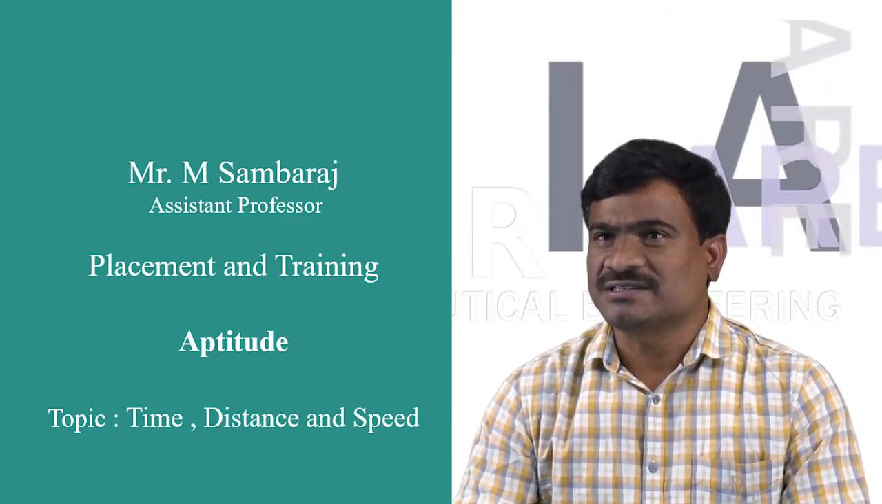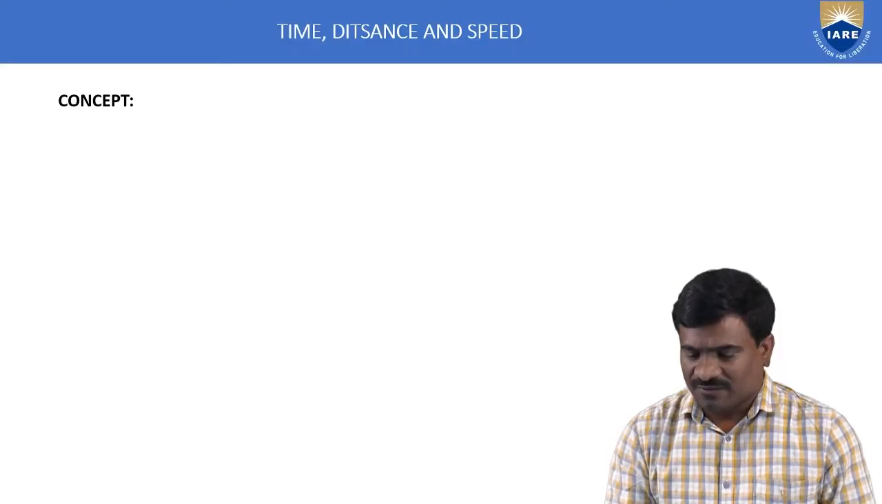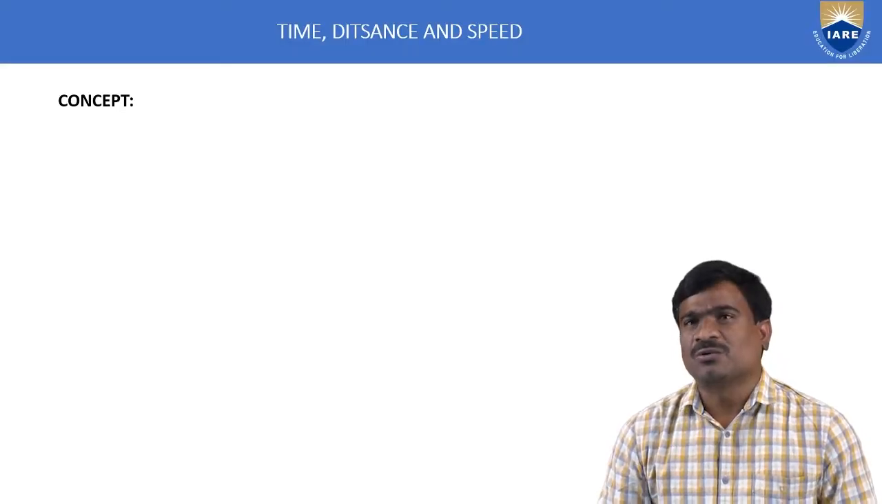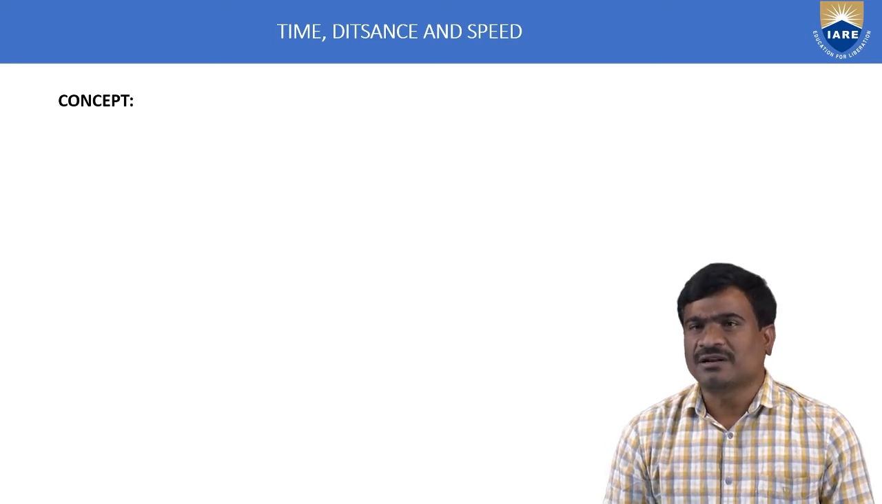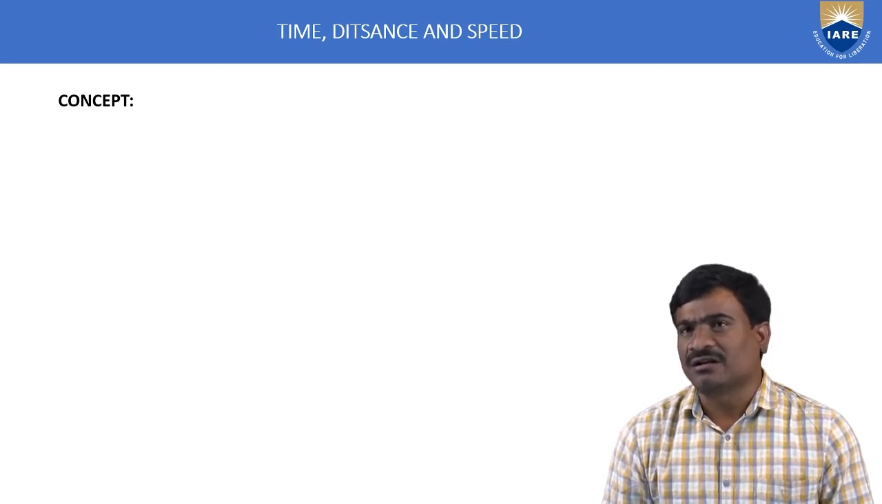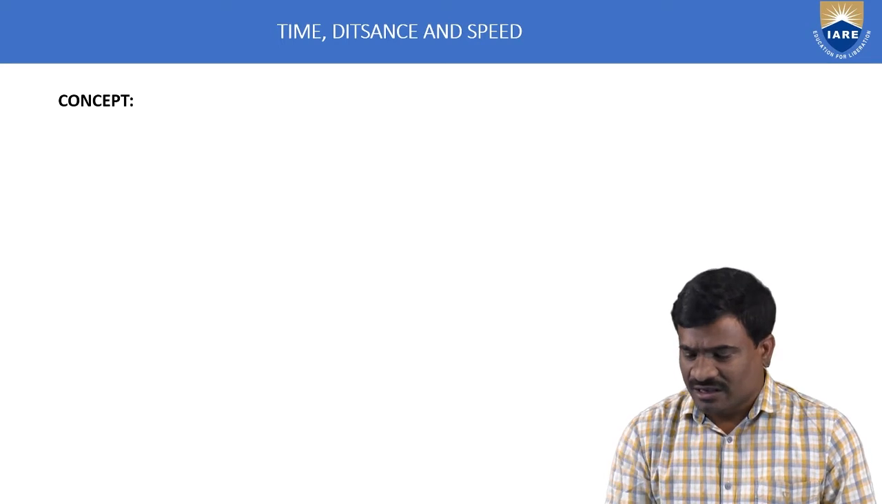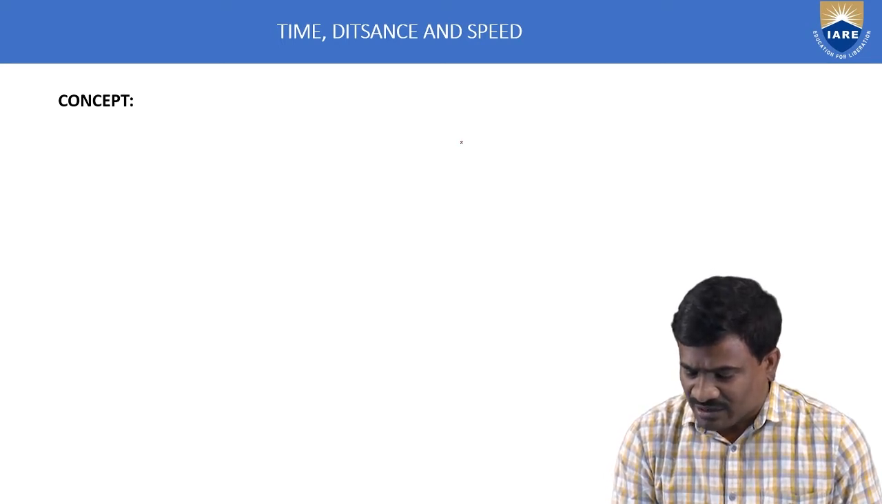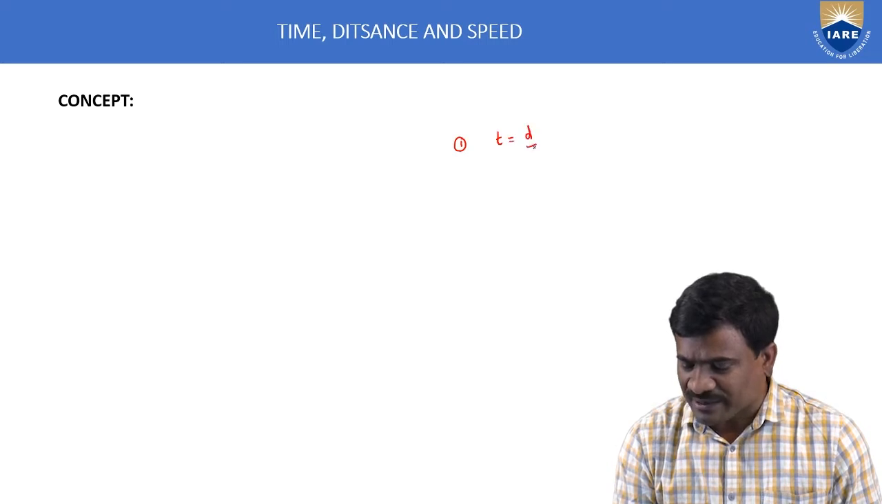Today we are going to discuss time, distance and speed. First we need to know the concept of the topic. If you know the concept, then 50% of the problem solution is completed. The important thing is the relation between time, distance and speed and their applications. Here, time is equal to distance by speed.